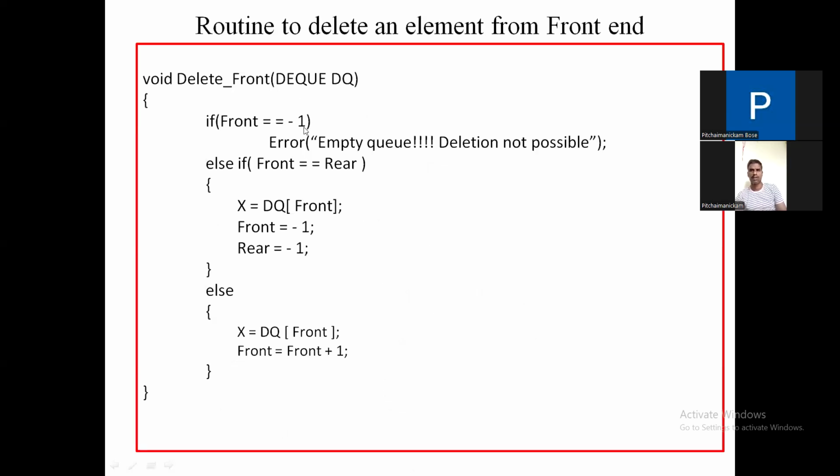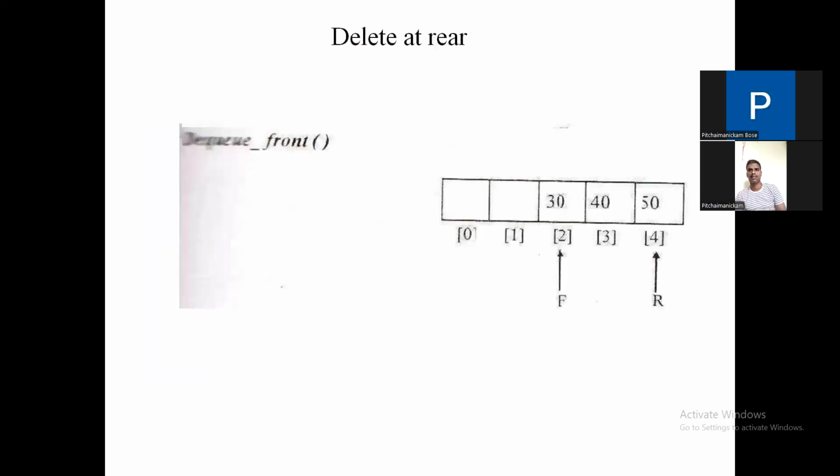What is the code we are going to follow? If front is equal to minus 1, that is an empty queue. Otherwise, if both the front and rear are the same, x is equal to DQ of front, front is equal to minus 1, and rear is equal to minus 1. Or else x is equal to DQ of front and front is equal to front plus 1. So this is the delete front routine.